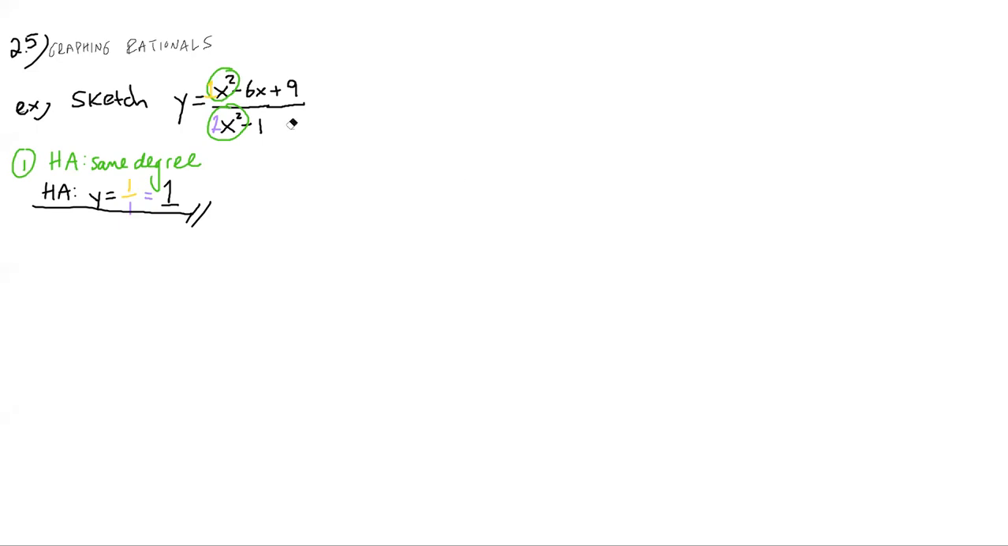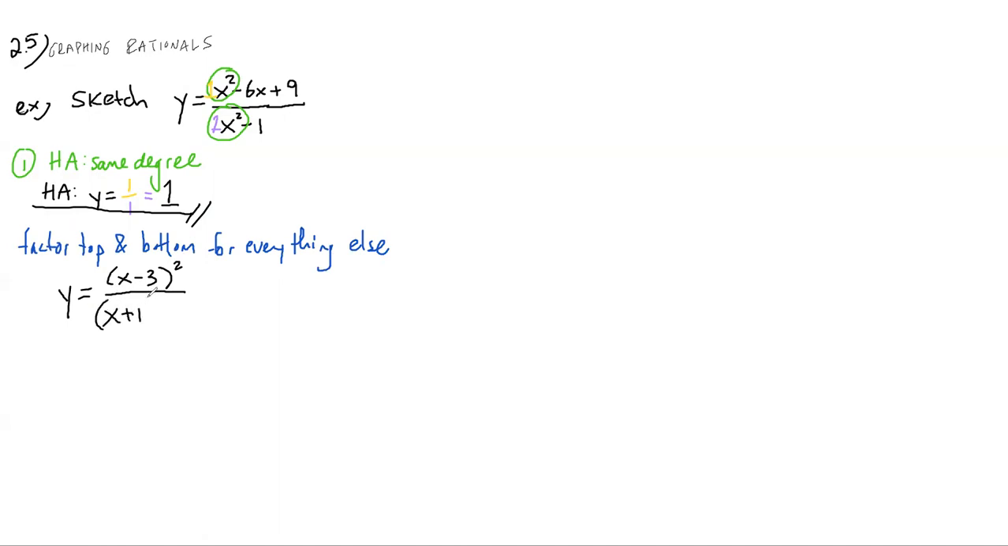And so for the rest of the things that we have to do, we are going to actually want to factor everything. So I might as well do that now. So we'll factor the top and the bottom. Right, everything else, zeros, vertical asymptotes, and holes, they all depended on how things factored. So I'm just going to rewrite this. It'll be y equals, so the top should be x minus 3 squared. And the bottom will be x plus 1, x minus 1, that difference of squares.